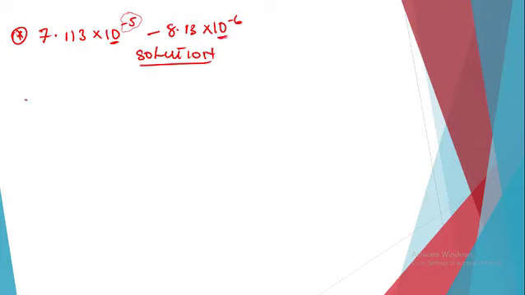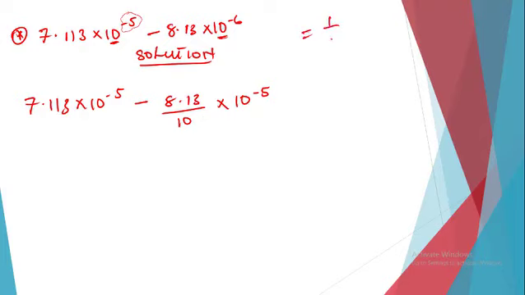How do we obtain that? To have 7.113 times 10 raised to power minus 5 minus 8.13 all over 10 times 10 raised to power minus 5. Do you agree with me? Yes. If this is the case, remember this is equal to 1 over 10 times 8.13, such that this times this will still give us 8.13 all over 10. Okay, now multiplied by this.